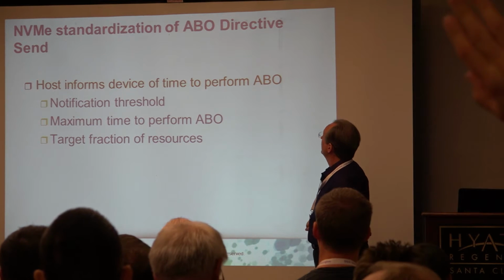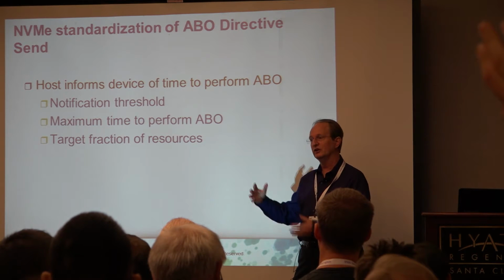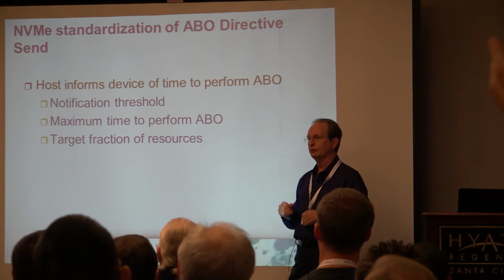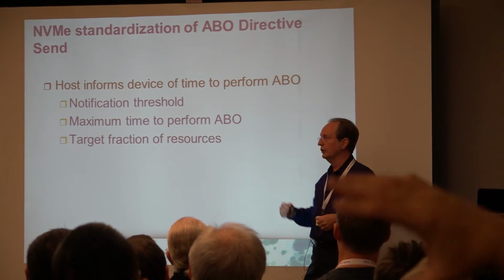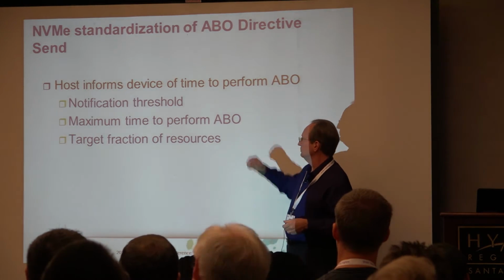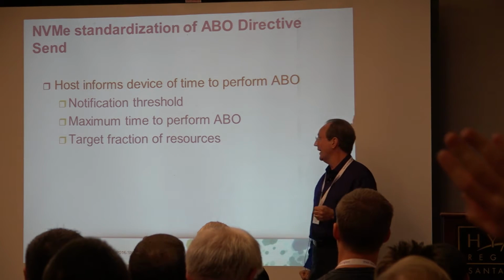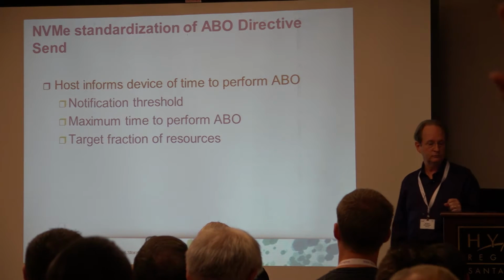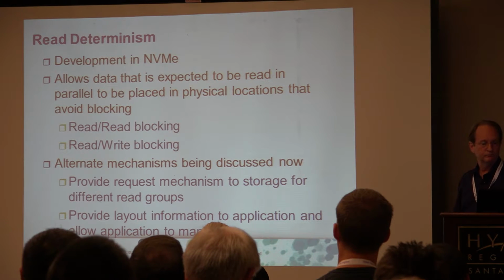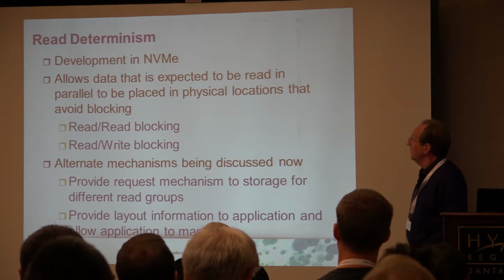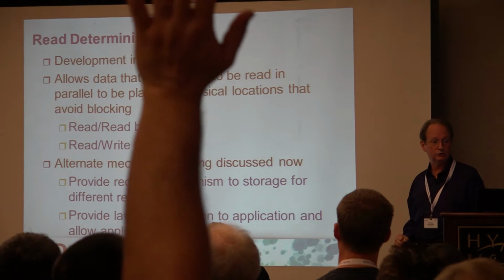So in the directive send command, you can set a notification threshold. So again, this is as a percentage or fraction of the resources. That threshold is where if you requested notification, you'll get the notification that it's imminent. You can specify the maximum time to perform advanced background operation and a target fraction of the resources. So that was the extent of the background operations.